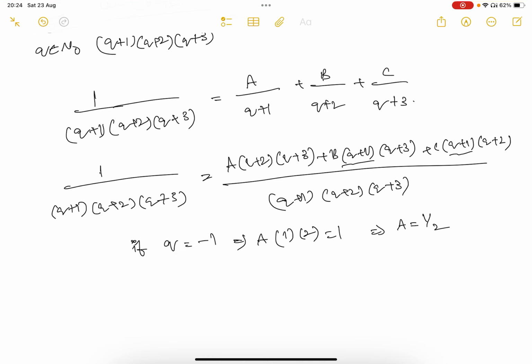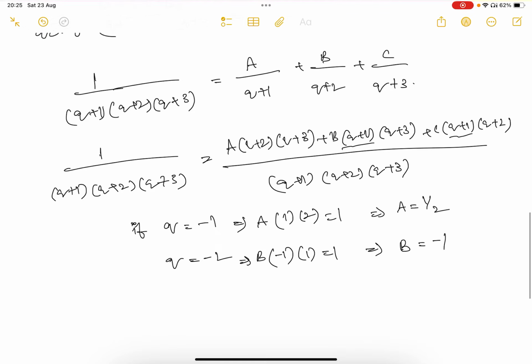Then for the b case, let q equal to minus 2. If q equal to minus 2, c will get 0, a will get 0, then b into (minus 2 plus 1) minus 1, (minus 2 plus 3) 1, is equal to 1. That implies b equal to minus 1.